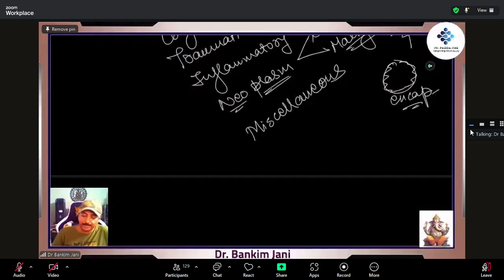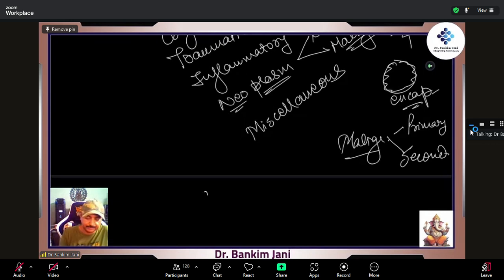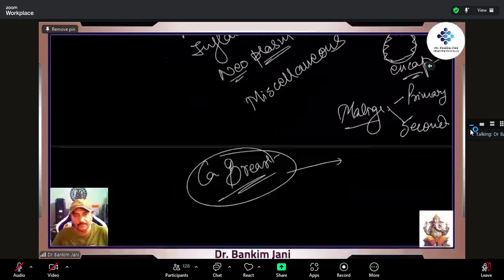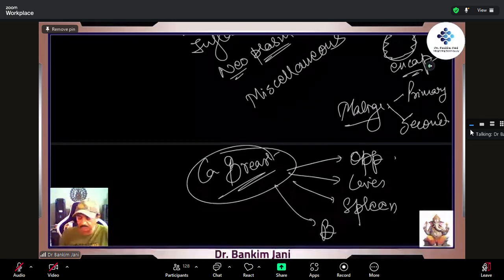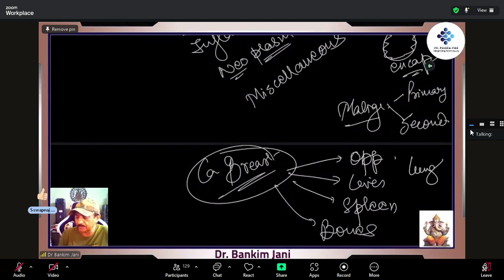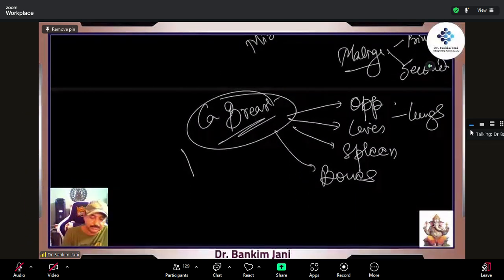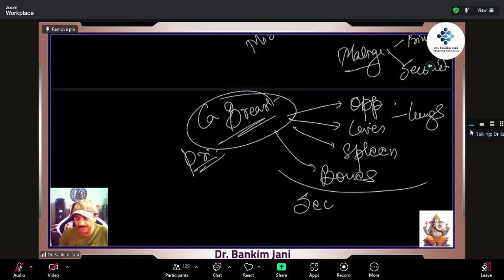Now, in malignancy, there will be primary and secondaries. Primary means, say, the person has CA breast. Then it is known that from there it can go to the opposite side, it can go to liver, spleen, and bones. How do we see that? We will see a dotted appearance, and it spreads into the lungs also. The main site where the cancer has occurred is called the primary, and it has spread to these areas, so they are called the secondaries.